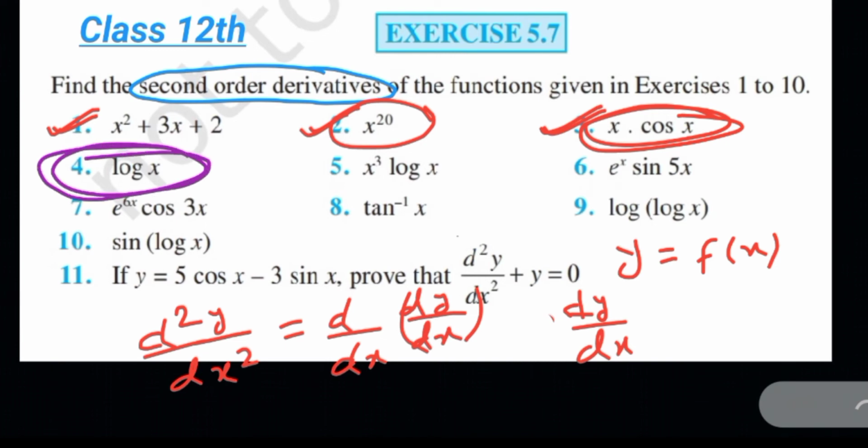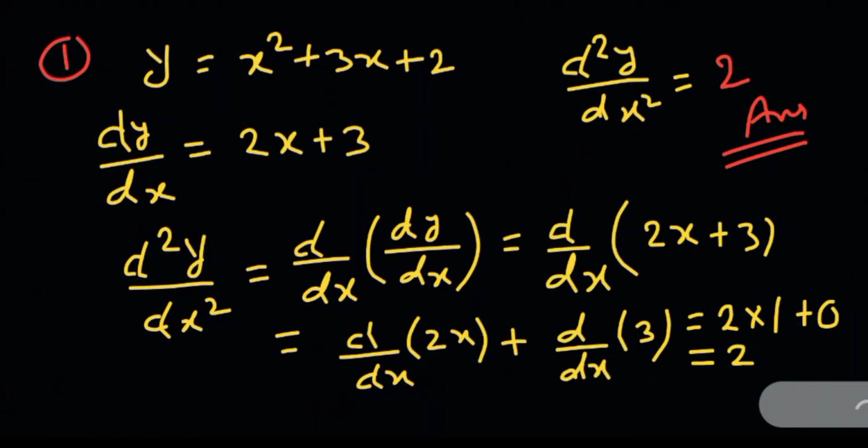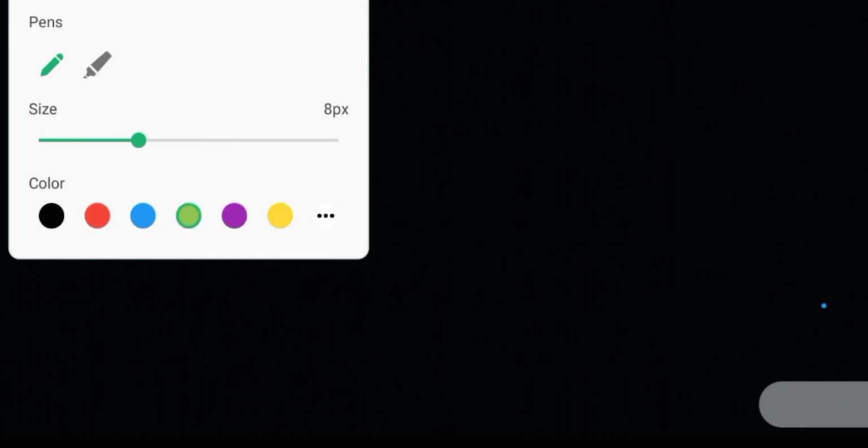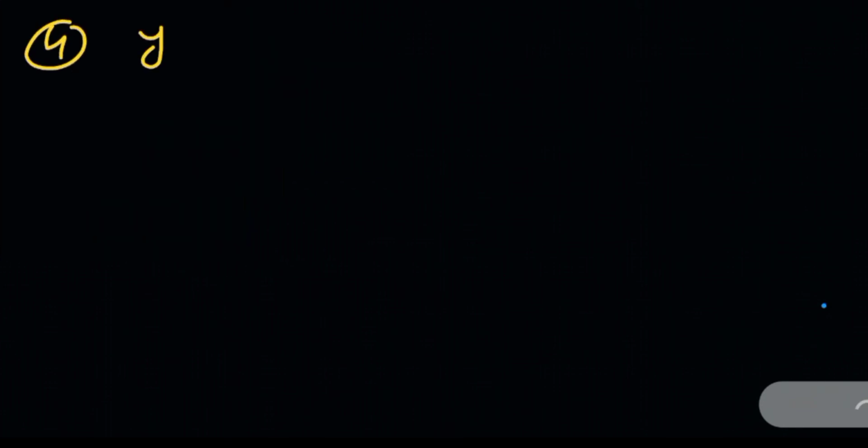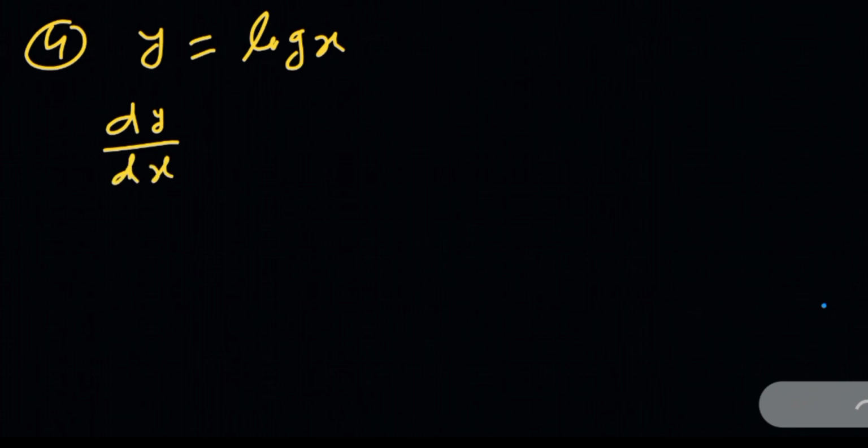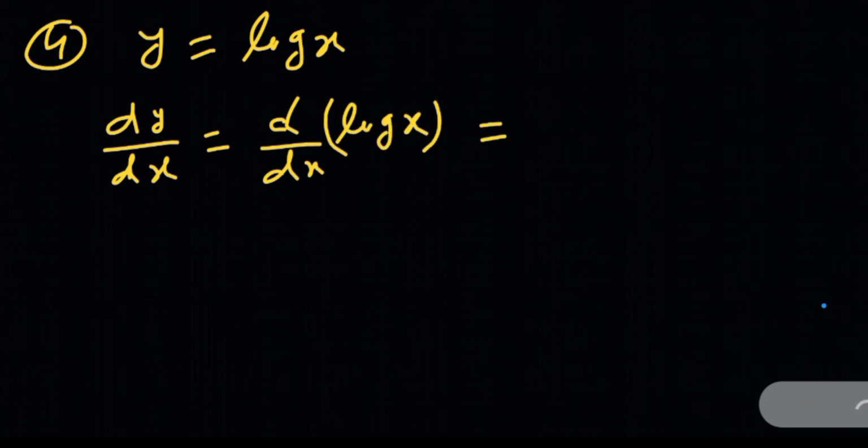Question number 4 is, we have to find the double derivative of log x. So in question number 4, y is given as log x, and we have to find the double derivative d2y upon dx square. So first I will do dy upon dx. So dy upon dx will be the derivative of log x with respect to x, and you know the formula that the derivative of log x with respect to x is nothing but 1 upon x. This is a direct formula, correct? So I wrote the formula directly.